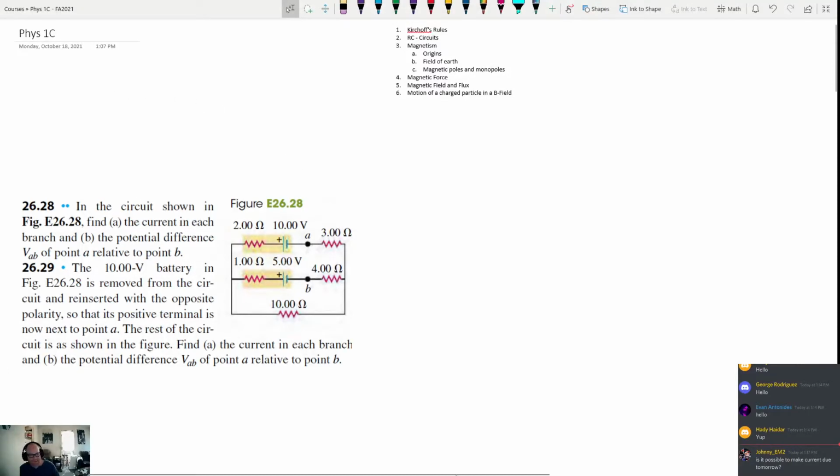All right, this is Physics 1C for October 18th, and tonight we're going to be going over some more problems with Kirchhoff's rules that we learned about last time. We're going to talk about RC circuits. These are circuits that have resistors and capacitors in them.